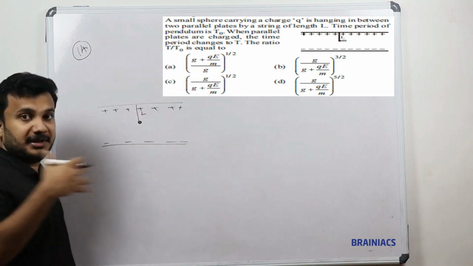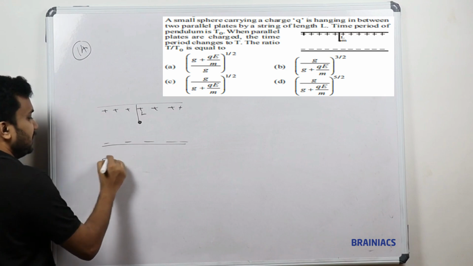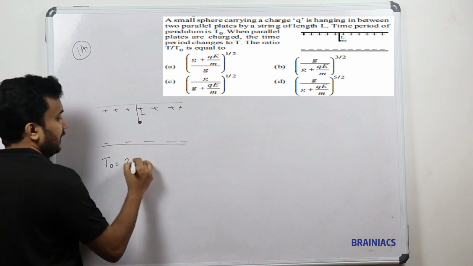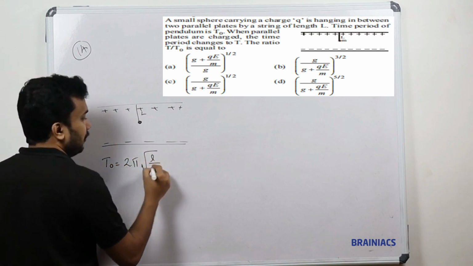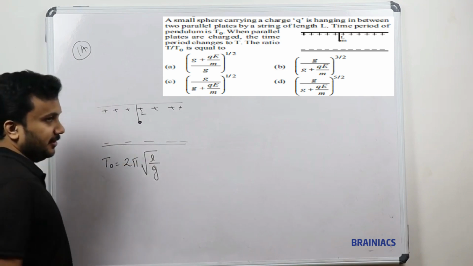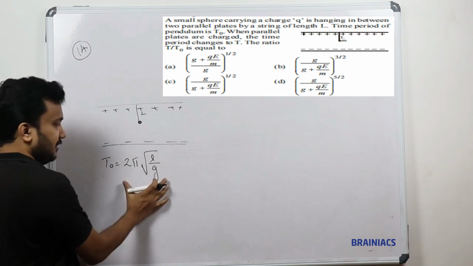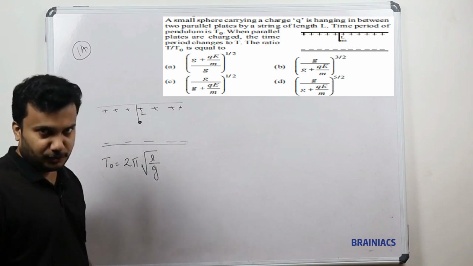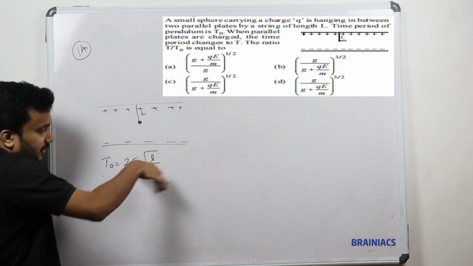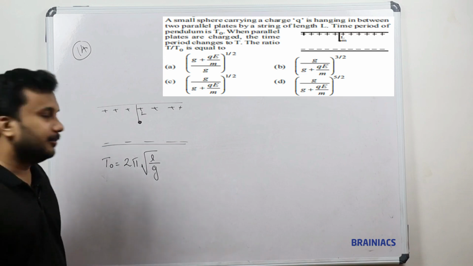So before the plate is charged, the time period T0 is equal to 2 pi into root of L by g. This you have learned in the oscillation chapter in 11th. Hope you remember this. At least now you can remember and note down: the period of oscillation is 2 pi root of L by g.